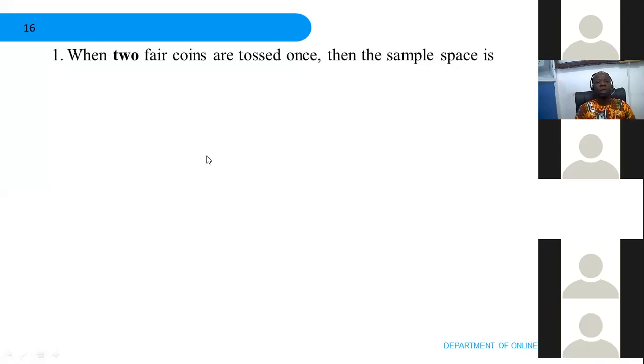Okay. So now we are going to toss two fair coins. Now, if you toss two fair coins once, is the same as you tossing one coin twice. So if 2 coins are tossed once, the sample space will be this.